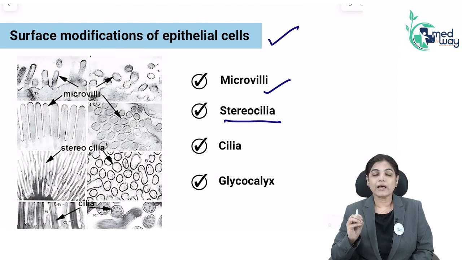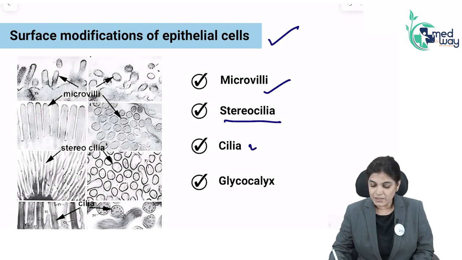Stereocilia are also non-motile, but they are larger and thicker than the microvilli, and they are present in areas like the epididymis and also in the olfactory epithelium. Cilia are motile, and it is very important. There are certain differences between cilia and microvilli. For that, I will show you a differentiating table.